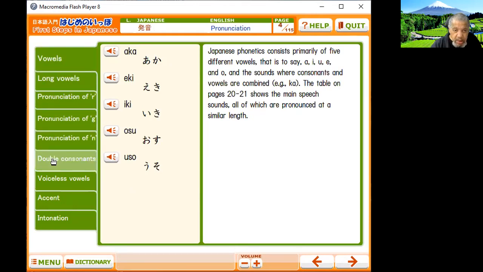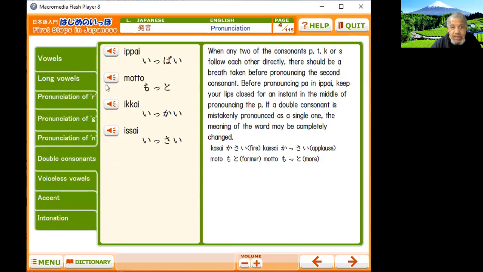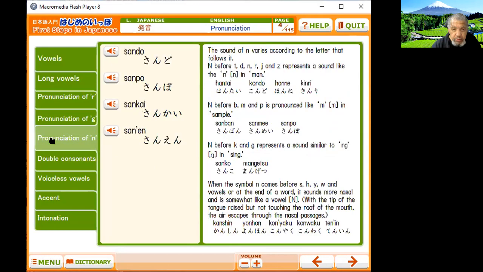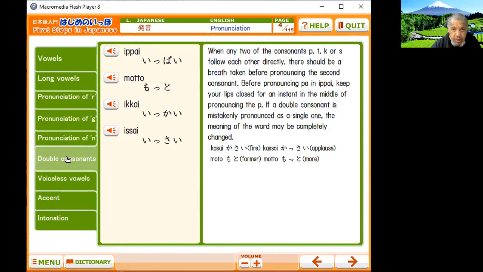Pronunciation in double consonants. We've got double consonants now. Okay, ippai. That's a small tsu, so you have a short beat. Boom. We will always start ippai, not ippai. That's the rule.